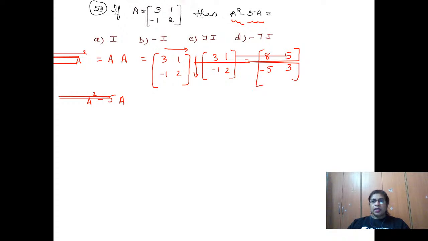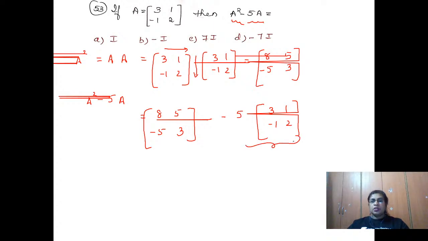So what is the A square answer? I got 8, 5, minus 5, 3. So therefore that is equal to 8, 5, minus 5, 3 minus 5 times the A matrix. What is the A matrix? 3, 1, minus 1, 2. So what will happen here? This matrix will become 8, 5, minus 5, 3, and as it is minus, this will become 5 3s are 15, 5 1s are 5, 5 into minus 1 and 5 into 2.